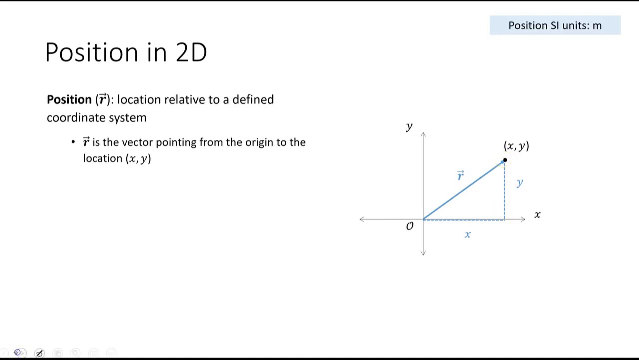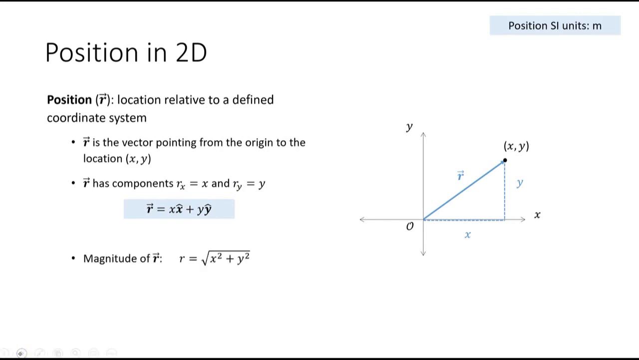Okay, and so then I can think about my position vector in terms of x and y components, and I can write it out as r equals x multiplied by x hat plus y multiplied by y hat, where x is the x component of the position r and y is the y component of the position r. We could use r_x and r_y, but that notation gets a little clunky. It's easier to just use x and y.